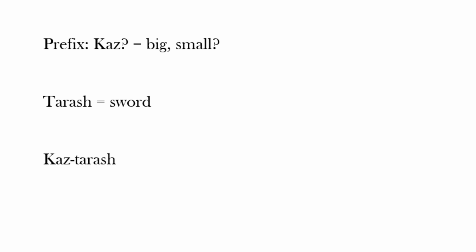Right here in the natal stages of your language, just decide on a few prefixes that you want to have. What does kaz mean, for example? Maybe it means big or small. And start experimenting with how that sounds at the beginning of some of the other phonemes you've created. Randomly assign some meanings to the words you've created. For example, maybe I take this word and I decide I want it to mean sword. And then I take a prefix and I put it behind it and I see, okay, that means big sword. I like that very much.